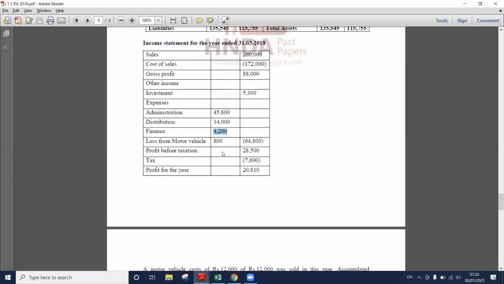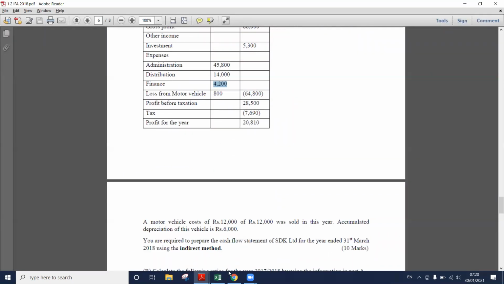Then what? Right? Loss from motor vehicle 800. And we have given the additional information with regards to this transaction, right? A motor vehicle cost 12,000 was sold in this year. Accumulated depreciation of this vehicle is 6,000. ඔතනින් generate වෙච්ච loss එක තමයි මේ 800 කියන්නේ. Right? So this is a non-cash expense.